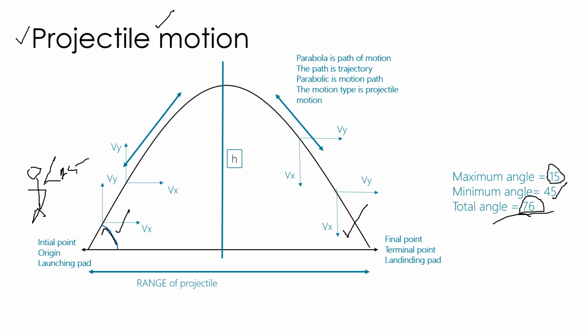Let me tell you about some terminologies. The path here, like this curve, is known as a parabola. Now from this initial point to the final point, the path that is followed by the body is known as trajectory. The curve of the path is known as a parabola. Otherwise, the style of the path is known as parabolic. Now, we know that the motion that the body occurs is projectile motion.